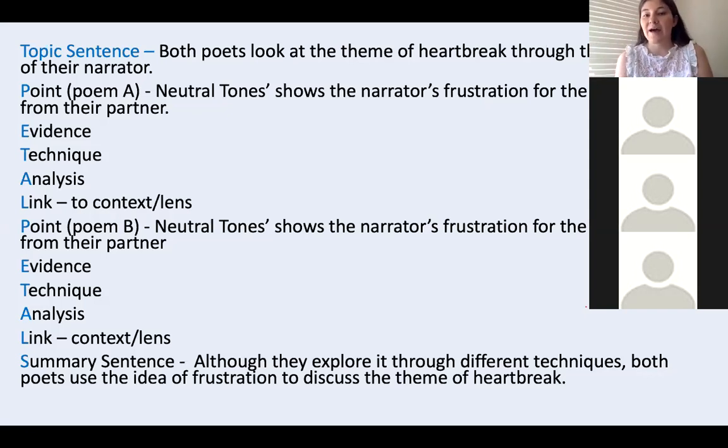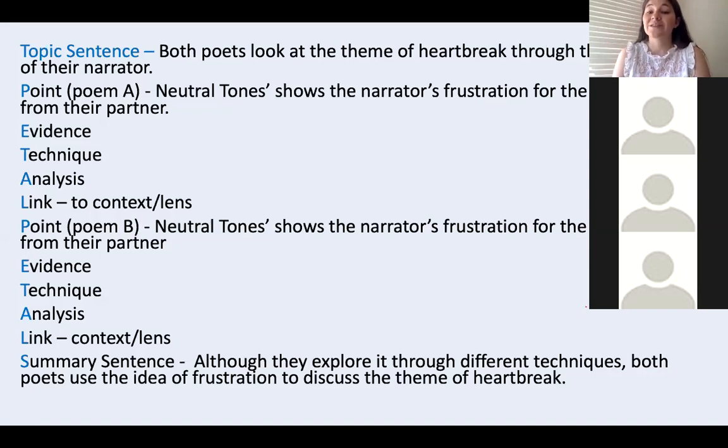Now, the reason that that link, that L, is so important is because there are 6 marks available for links to context, links to lenses, multiple interpretations. That additional step, there are 6 marks available for that. And that is a huge grade difference between having those 6 marks and not, right?